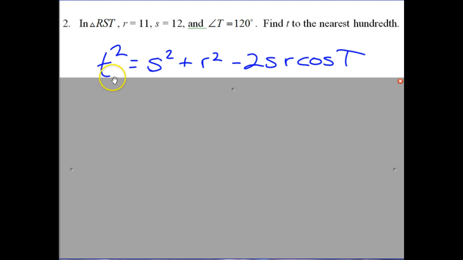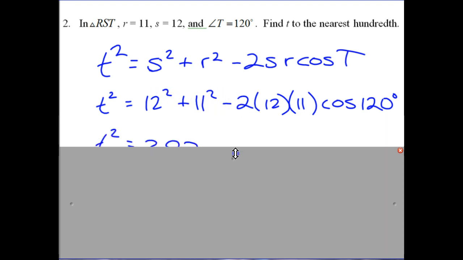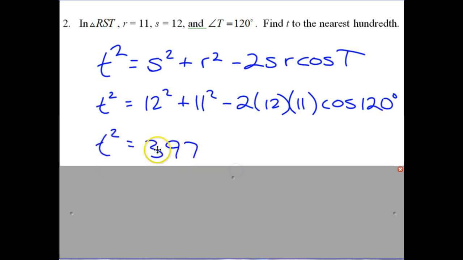You're going to substitute in all the information you know. So T squared is unknown. S and R are known, as is angle T. Notice how everything on the right side now are numbers, so we can just put this straight into our calculator. Comes out to be 397. That's not the answer though.